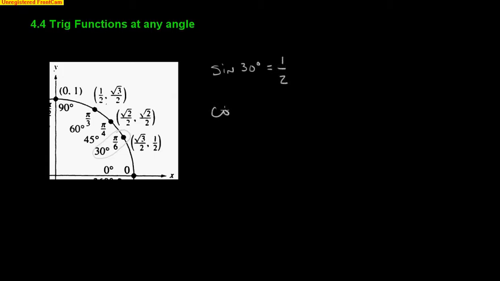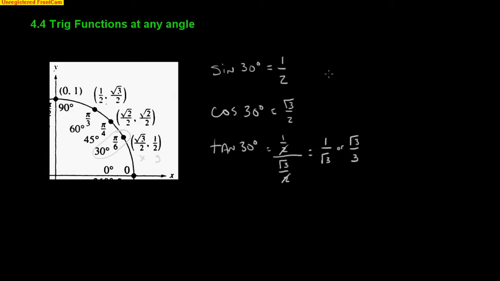We know that the cosine of 30 degrees, cosine always going with the x value, is going to be radical 3/2. We also know that if we asked for the tangent of 30 degrees, that is y divided by x. So we would take 1/2 divided by radical 3/2, and that simplifies to 1 over radical 3, or if we rationalize it, radical 3/3. So this is what we've done before.